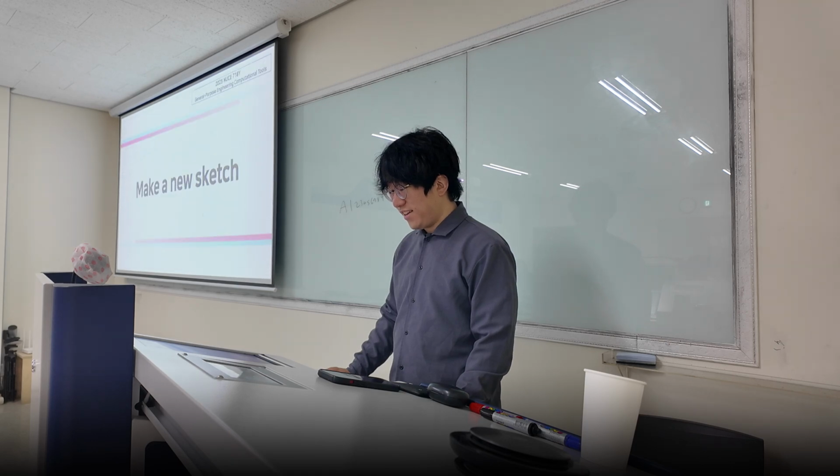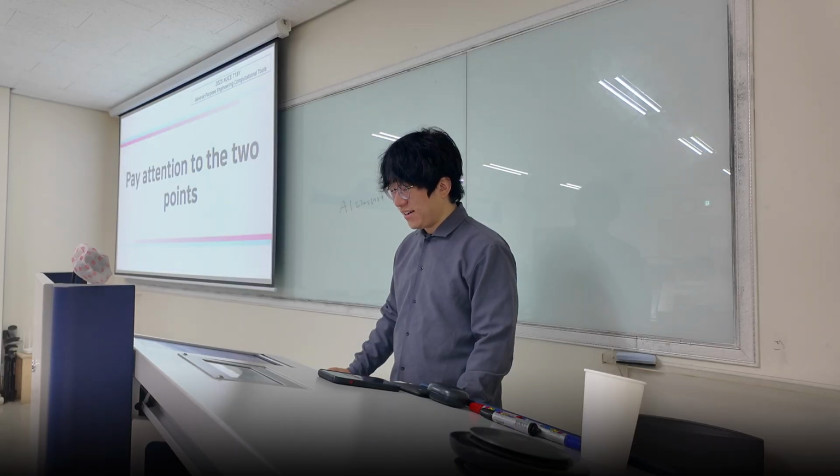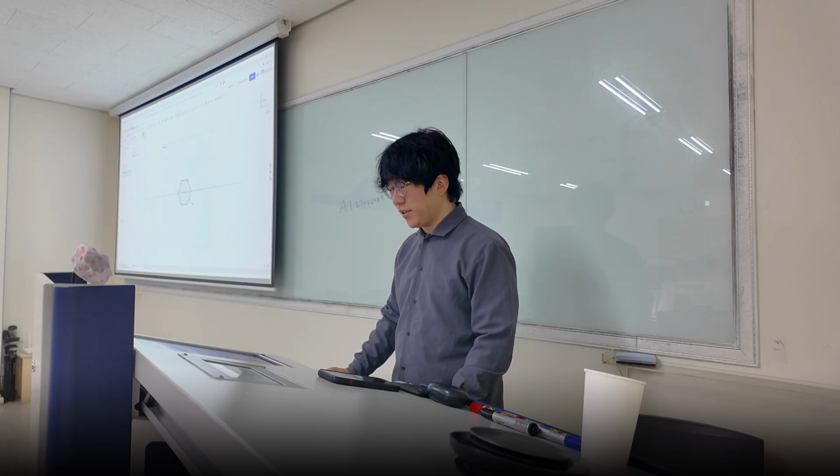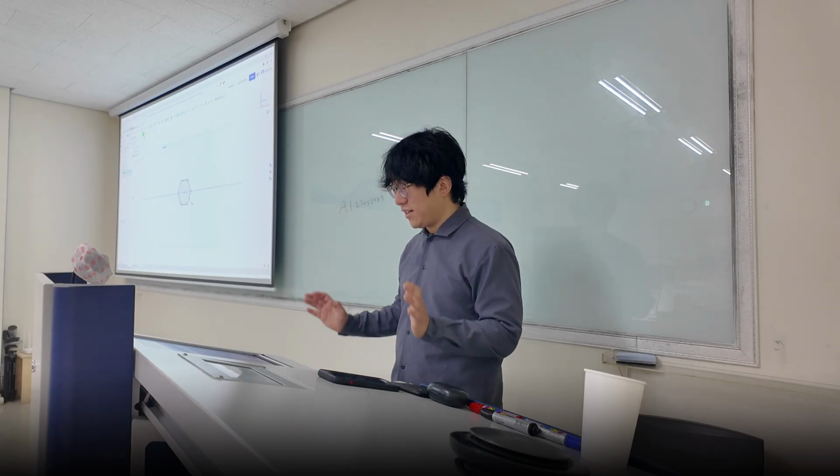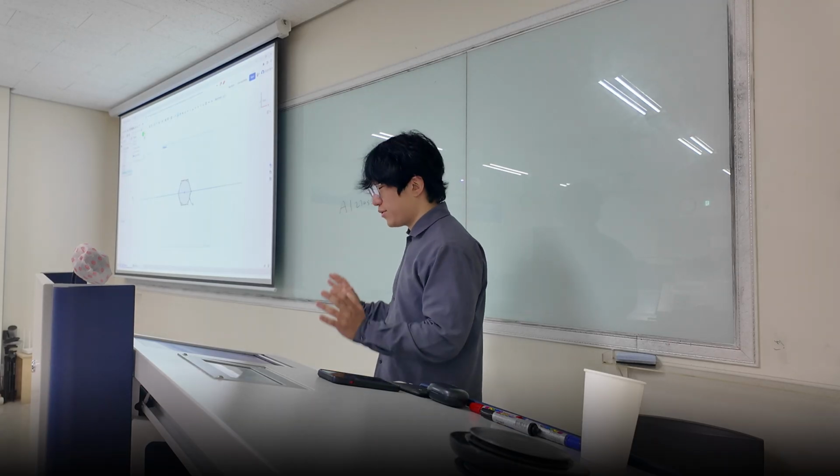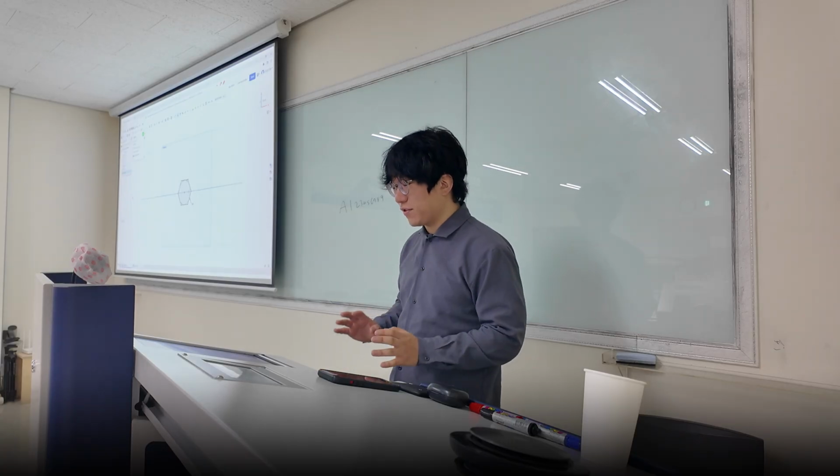Again, here when you create an inscribed polygon, you're gonna create a polygon here, but really pay attention to the 2 points here. And you have to see it perfectly constrained. It shouldn't have any degree of freedom.